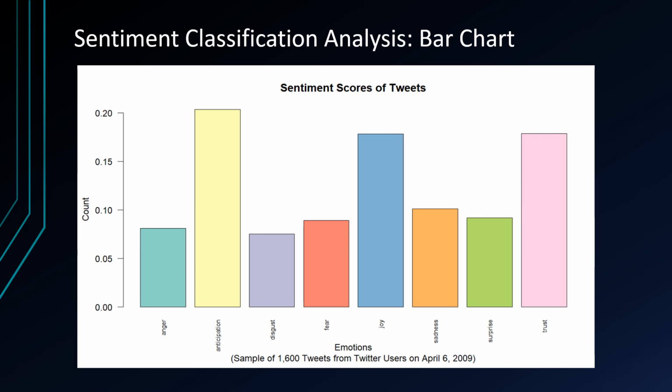A bar graph of the 8 emotion categories, excluding positive and negative, was created to show that the highest proportion of emotions in the sample is anticipation, followed by trust, joy, sadness, surprise, fear, anger, and disgust, respectively. This indicates that the sample we have leans toward positive emotions.